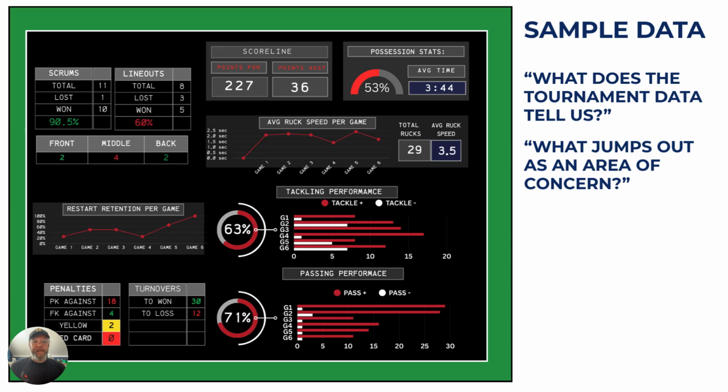The other one that jumped out to them was the ruck speed. So our average ruck speed over the tournament was 3.5 seconds, and our KPI or our goal was trying to keep our ruck speed around 2 seconds.